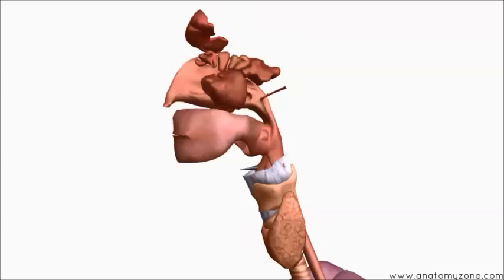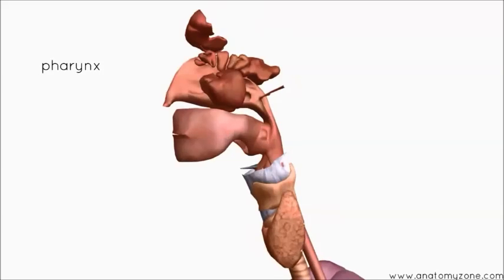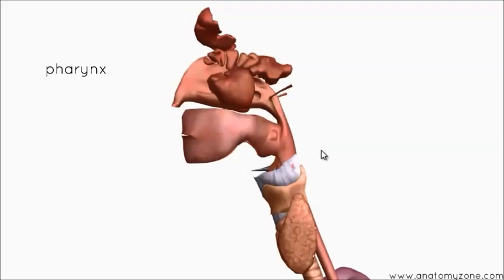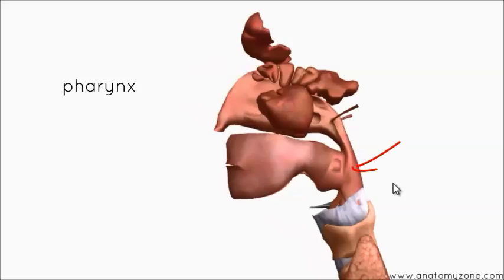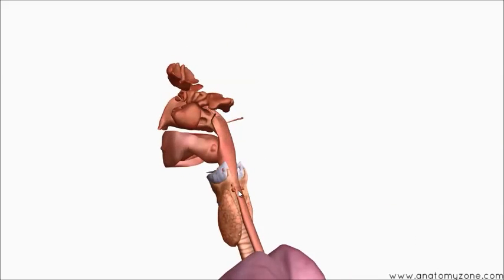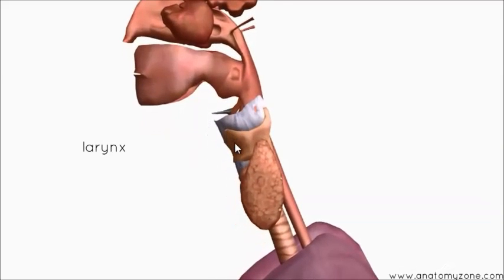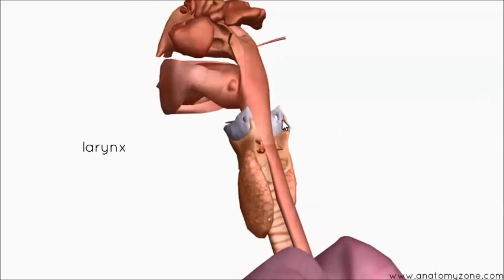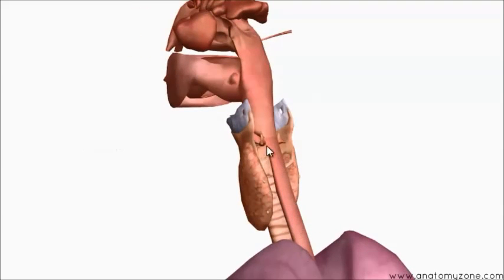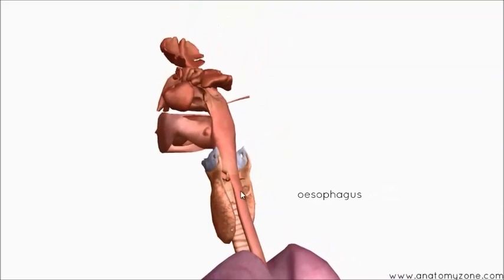So after food has entered the mouth, it passes into the pharynx. So the pharynx is this sort of muscular tube which joins onto the nasal cavity and the mouth, and it connects them to the esophagus and the larynx. The larynx is these structures anteriorly, which are commonly referred to as the voice box, and behind you've got this tube which runs down into the stomach, and this is the esophagus.